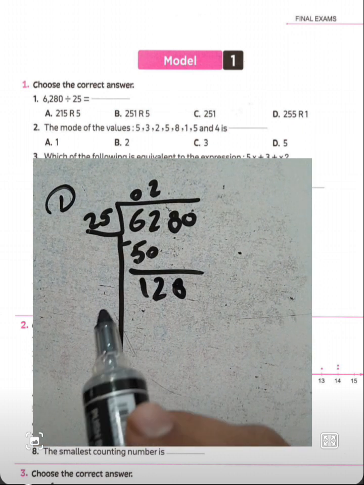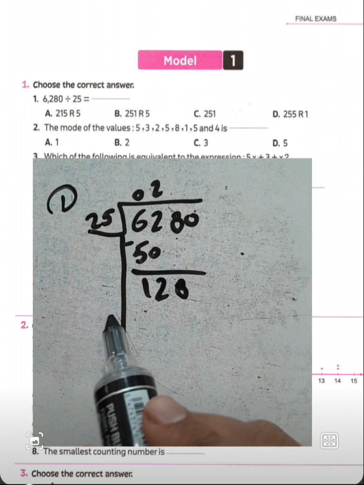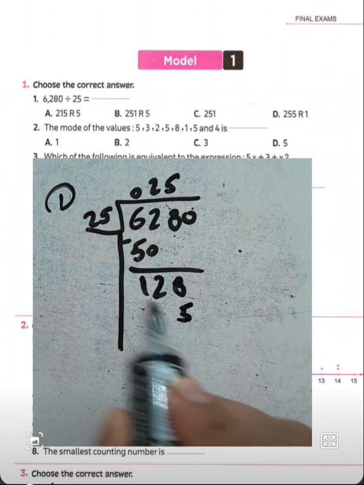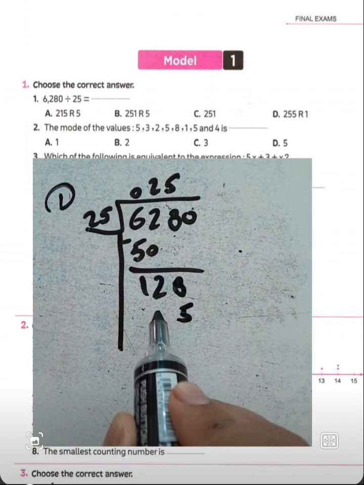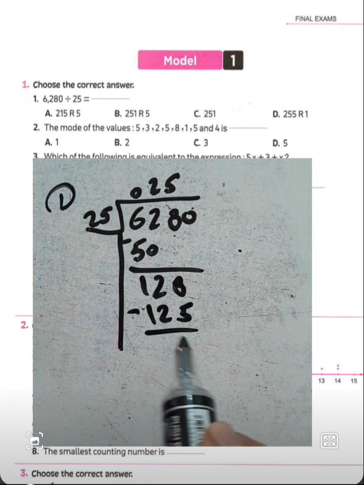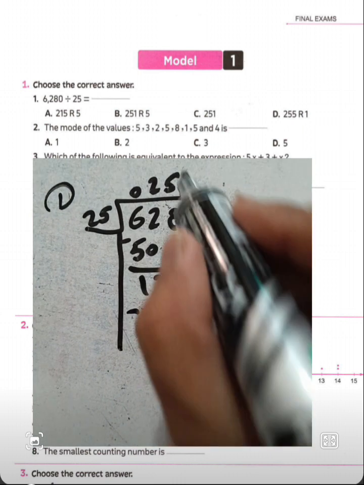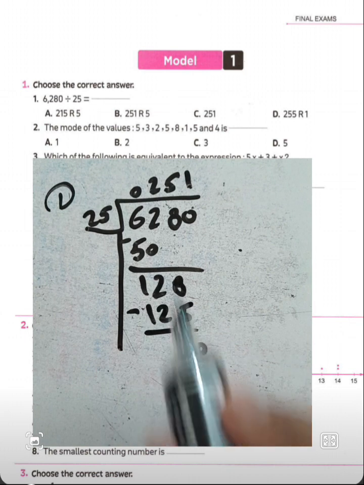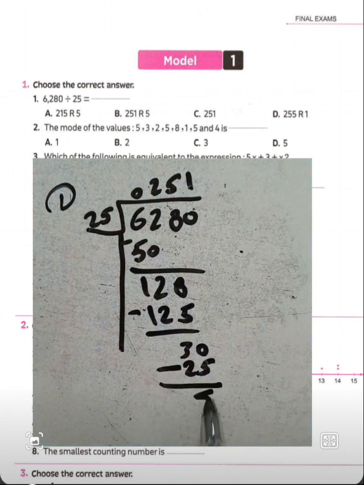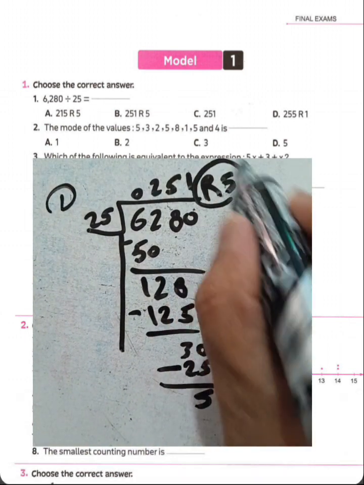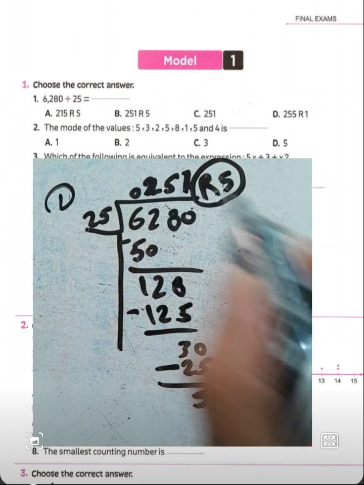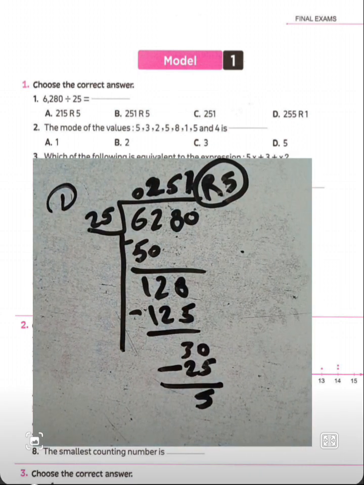We know 6 times 25 equals 150, but 5 times 25 equals 125. It's nearest to 128. The difference between them equals 3, and then drop the next digit, 0, to get 30. 30 divided by 25 equals 1, and the remainder will be 5. Then the result here will be 251 and the remainder 5.